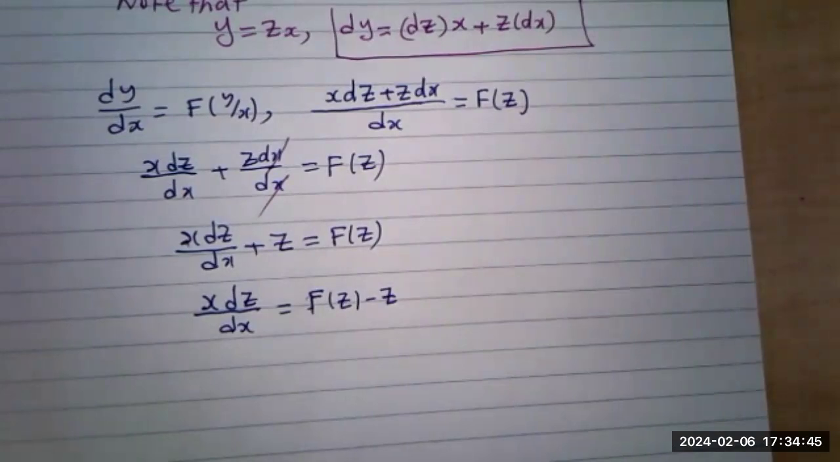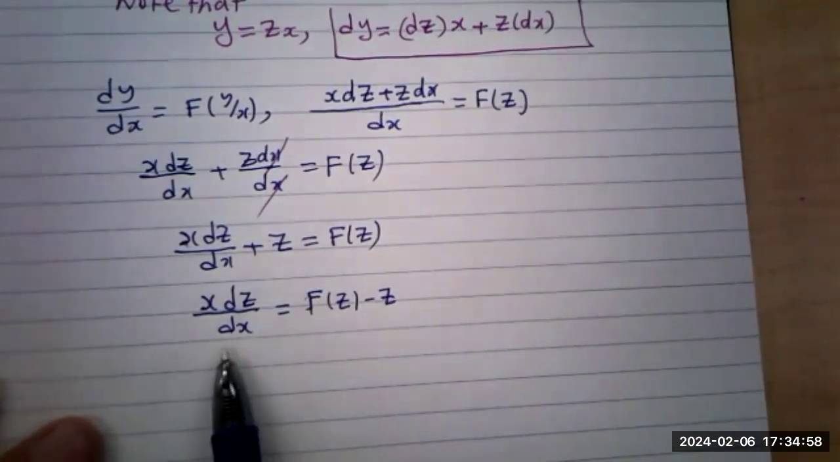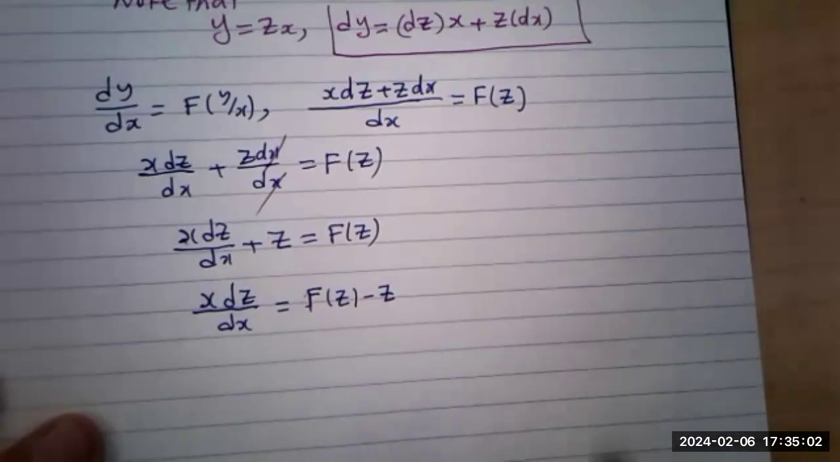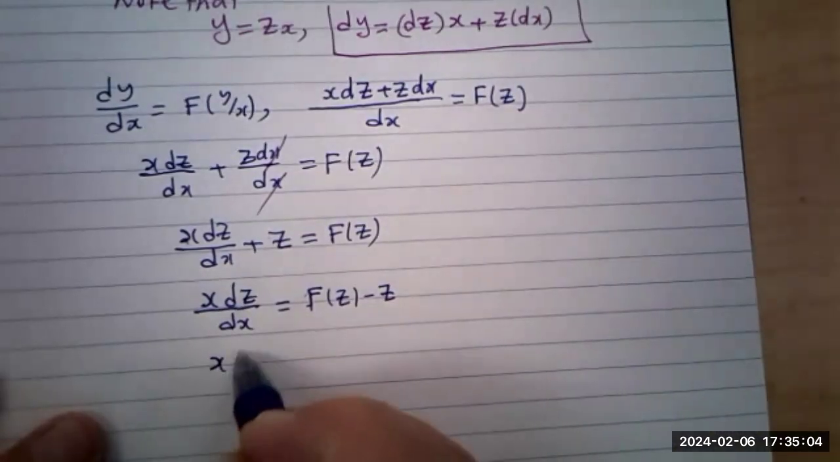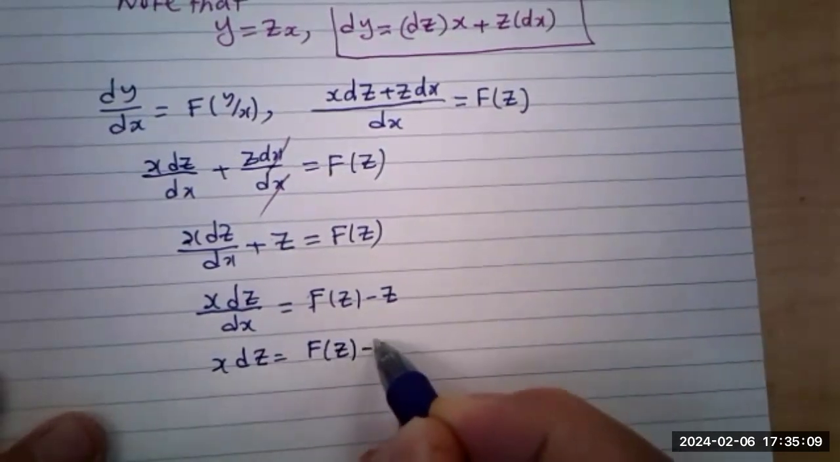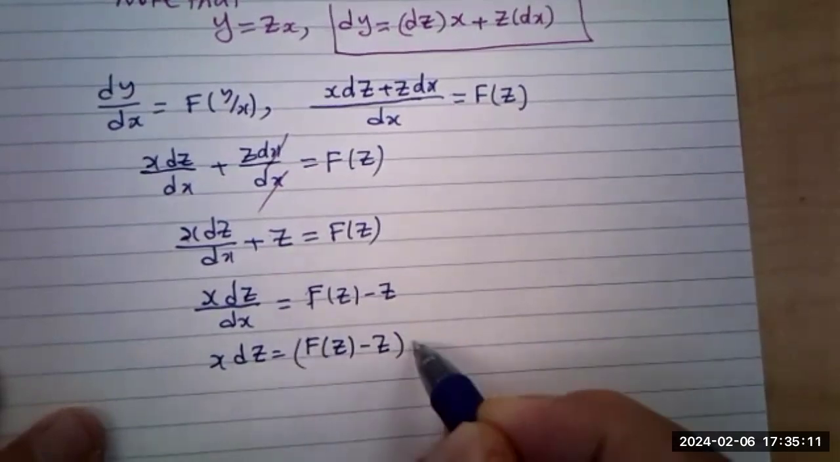I want to change it to a differential equation with separable variables. So I have two variables, x and z. I put the differential of x and the x on one side, the z and the dz on the other side. So what are we going to have? You can cross multiply first and then simplify it. That gives you x dz equal to f of z minus z dx.